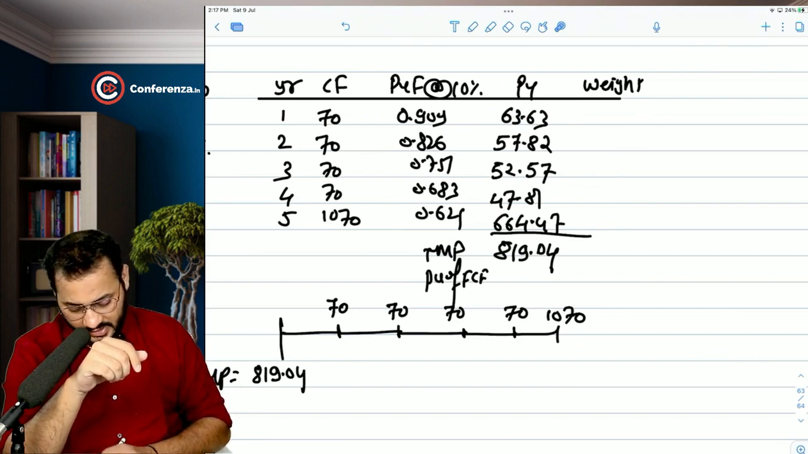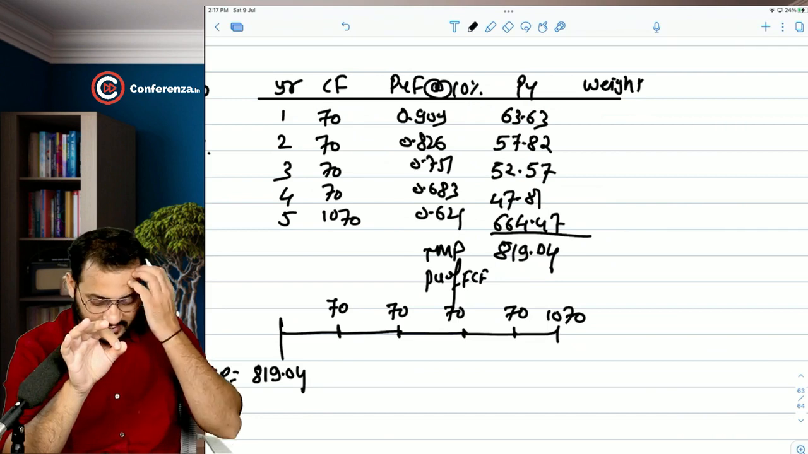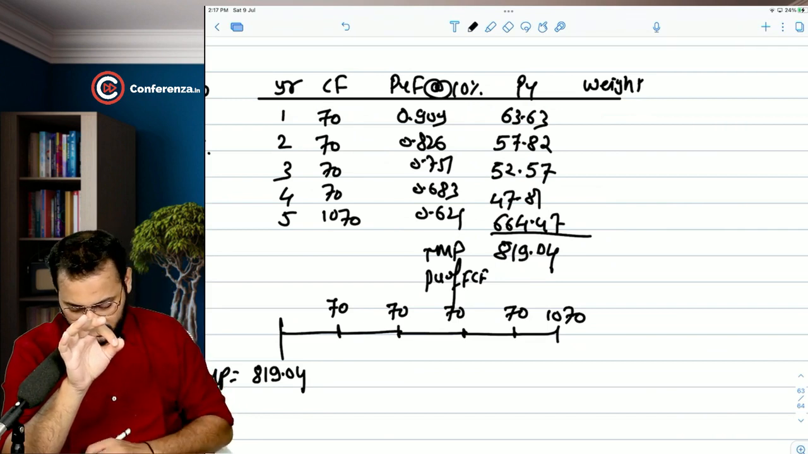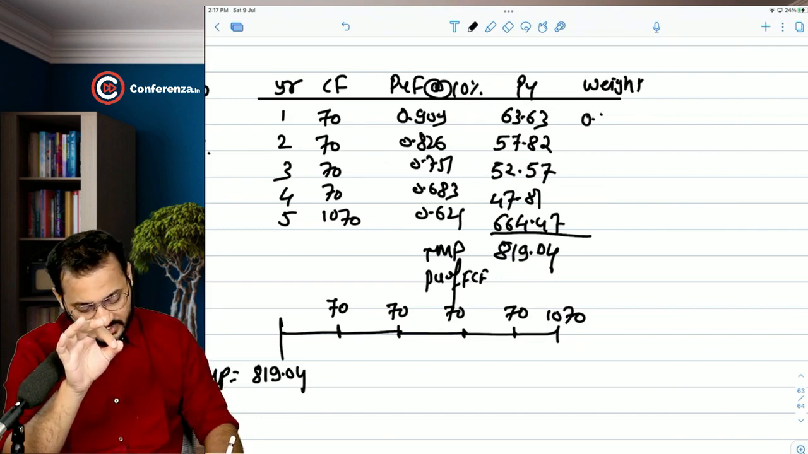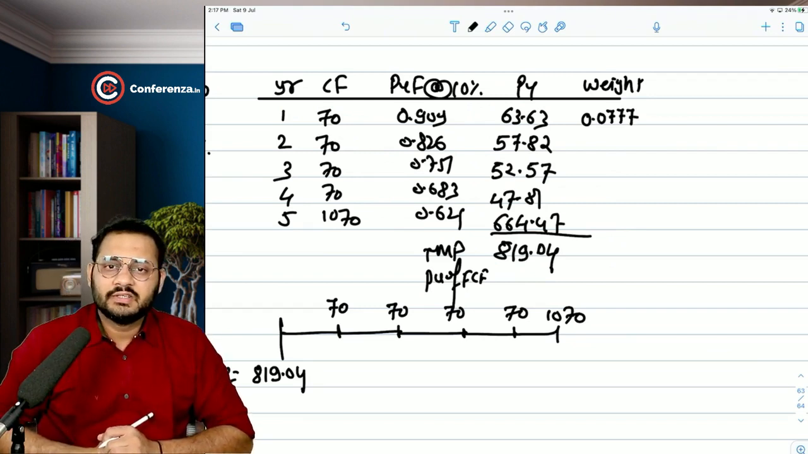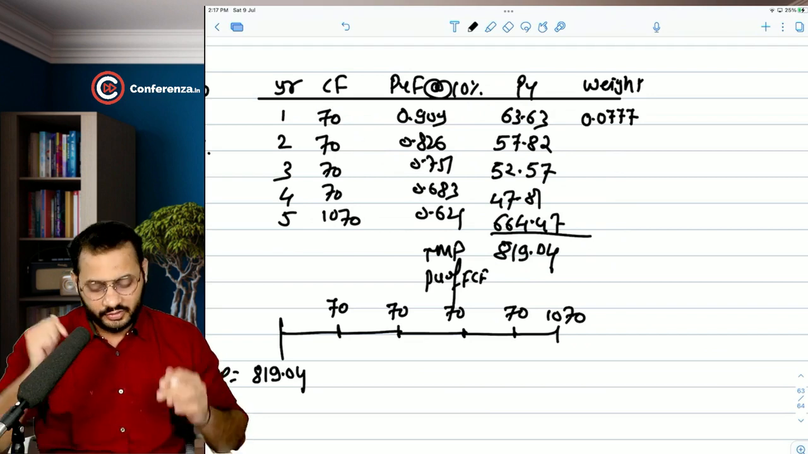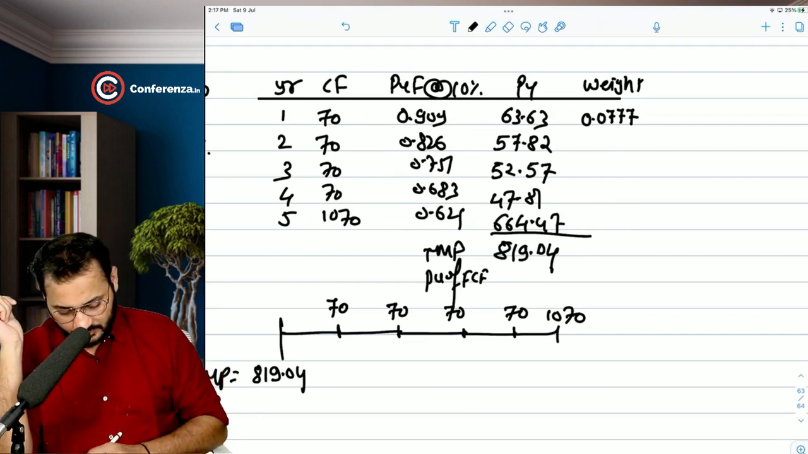63.63 divided by 819.04. If I do this, multiplied by 100, it means I have recovered 7.7689%, or in decimal I will write it down like this, 0.0777. So I can say 7.77% has been recovered in the very first year. This is the weight. Now for the second year, just repeat that.